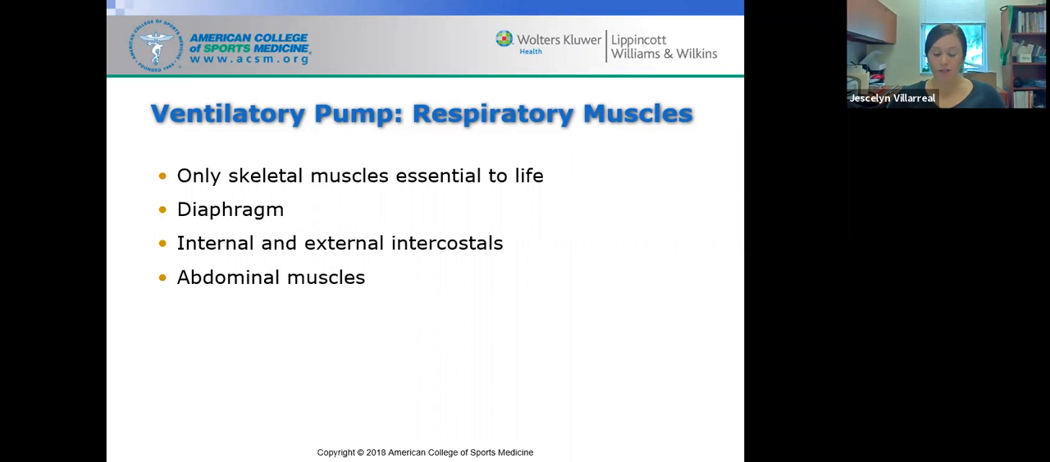Respiratory muscles in the ventilatory pump. Only your skeletal muscles are essential to life. These are the only ones that are essential. Your diaphragm is your major muscle of inspiration, so you have to have these. Figure 5.3 depicts the role of the diaphragm in ventilation.